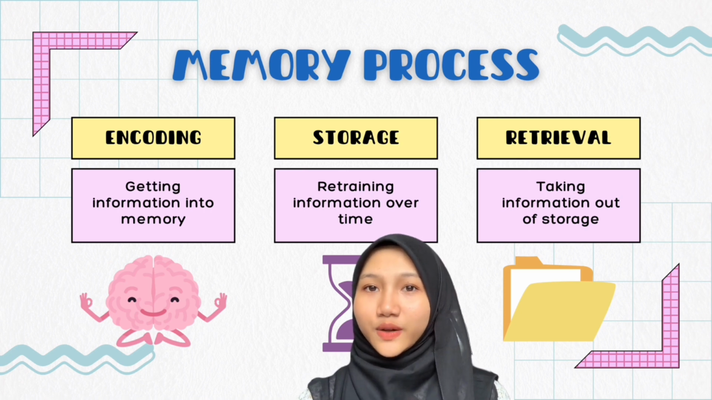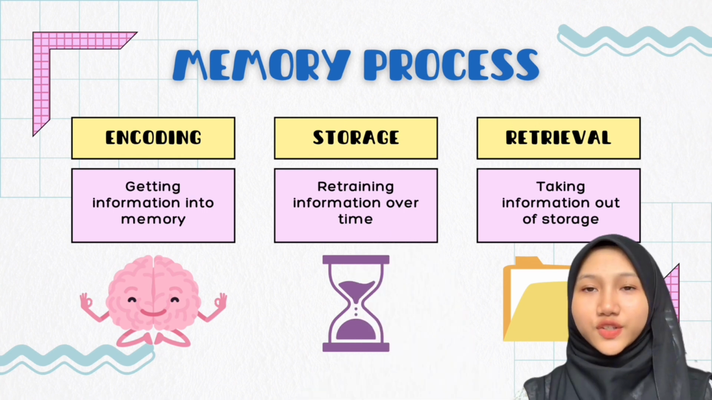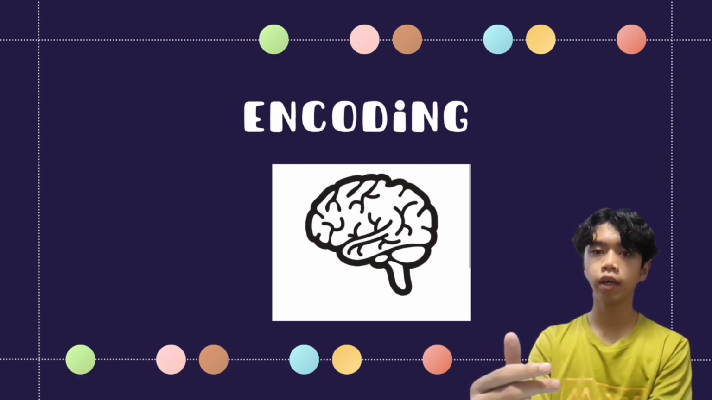Our brains take the encoded information and place it in storage. Storage is the creation of a permanent record of information. The last one is retrieval. Retrieval means taking information out of storage. I'm going to talk about encoding and retrieval.